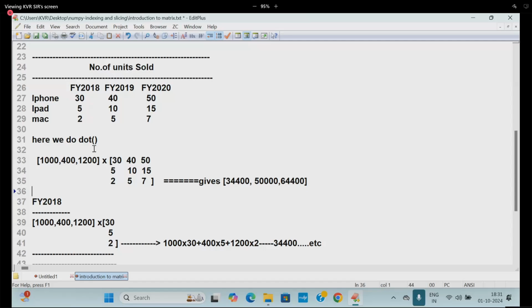How do you do that in Python if this is given? Very easy, one line answer. What is the function name? We can also call it as matmul. These are the two things. Shall I go to the example?